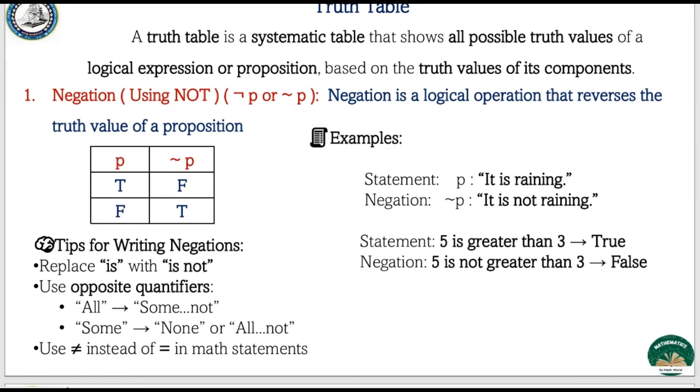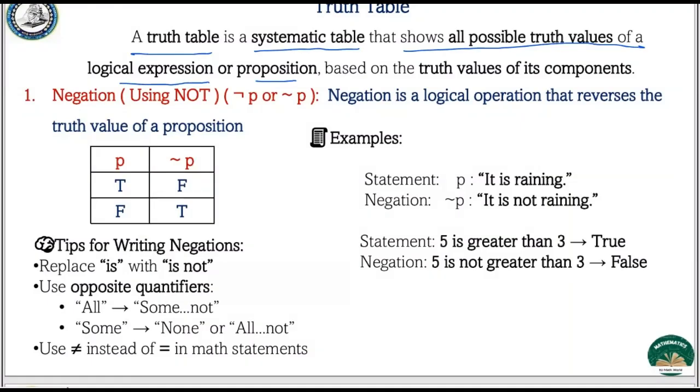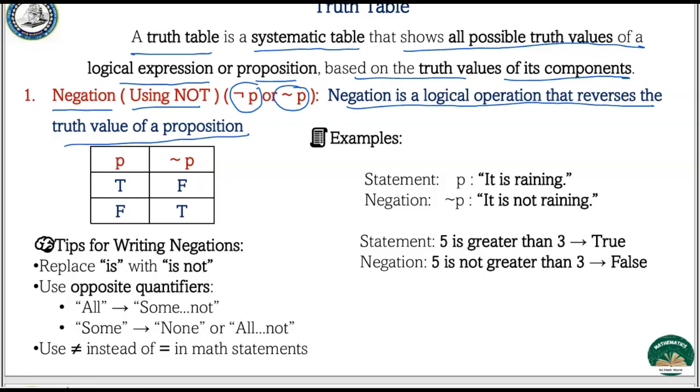Now moving on to the first one, what is meant by a truth table? A truth table is a systematic table that shows all possible truth values of a logical expression or a proposition based on the truth values of its components. So now we'll start with the negation. What is negation? In negation, you will be using not, and the symbol will be either this or this one. Negation is a logical operator that reverses the truth value of a proposition. If it is true, it will make it false. If it is false, it will make it true.